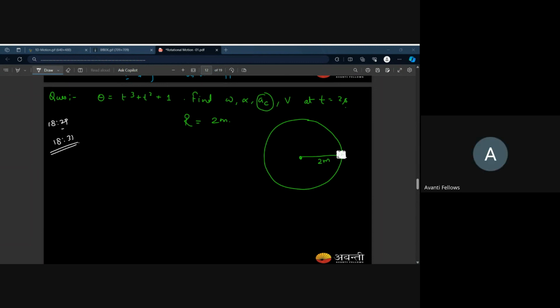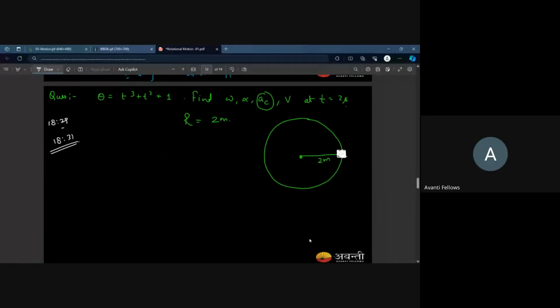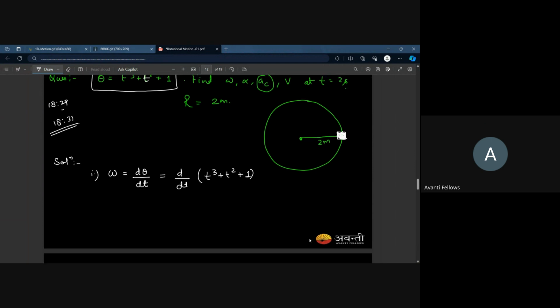Okay, so do you want me to demonstrate how to solve this question? Yes, ma'am. See, you have here theta equals t cube plus t square plus 1. In the first part, I need to calculate the omega. So just write down the relation of omega and theta. It is d theta by dt. Just differentiate this equation, t cube plus t square plus 1. And they are asking you to find these variables at t equals 2 seconds. When you differentiate it, you will get something like this.